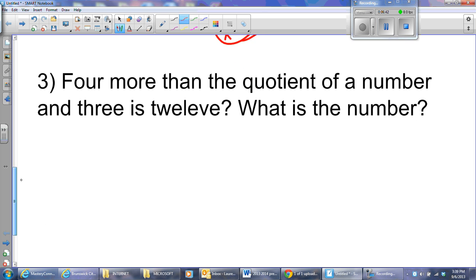All right, here's another one. 4 more, so that would be plus 4. Then the quotient, that means to divide, of a number and 3. When you see it listed this way, you got to know which way to divide by because division is not commutative. You go in order. So I need the quotient of a number and 3. Now I need actually 4 more than that, and that's going to equal 12.